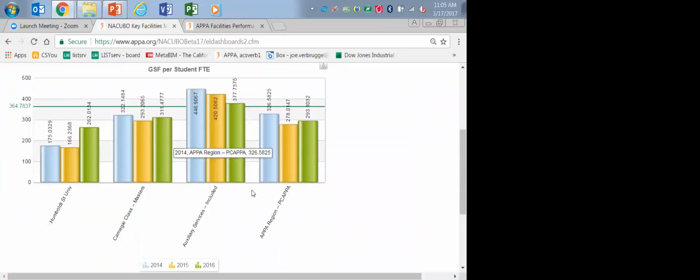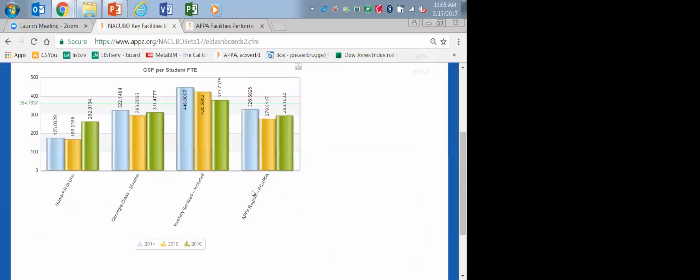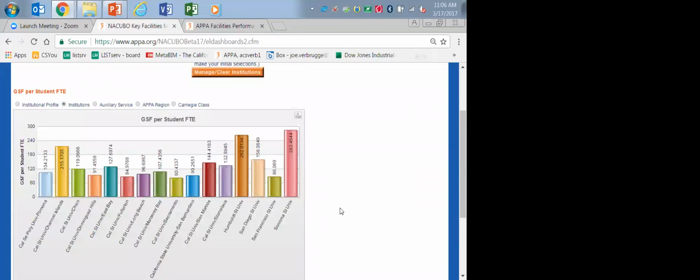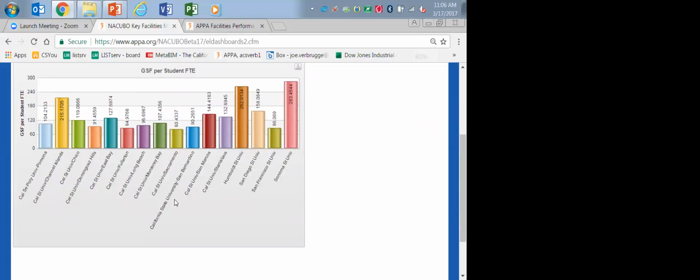There's a national average, 365 square feet per student FTE. Humboldt is at what? 175 or 262. If you go to the institutional profile radio button, see the national average doesn't even show up on this CSU graph.